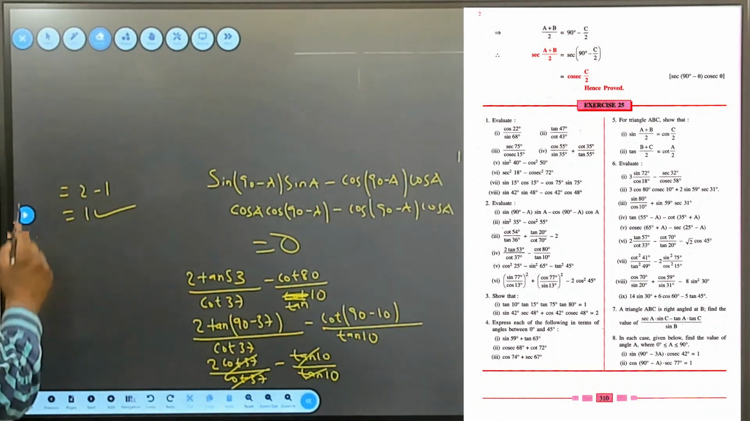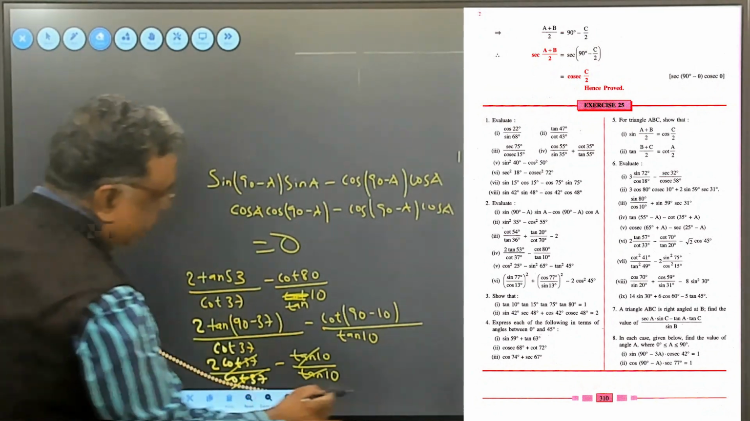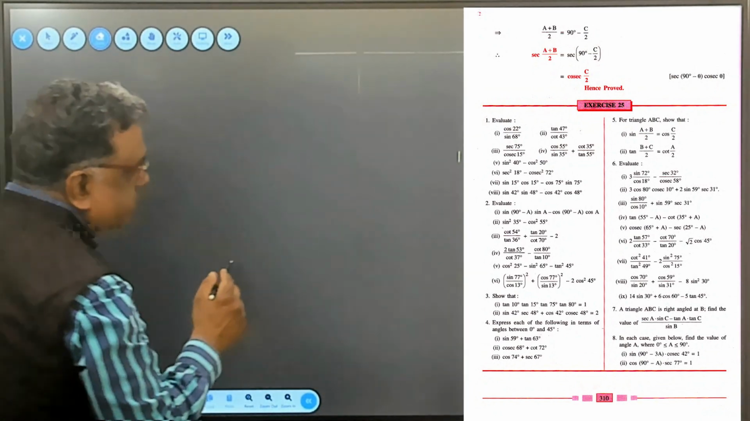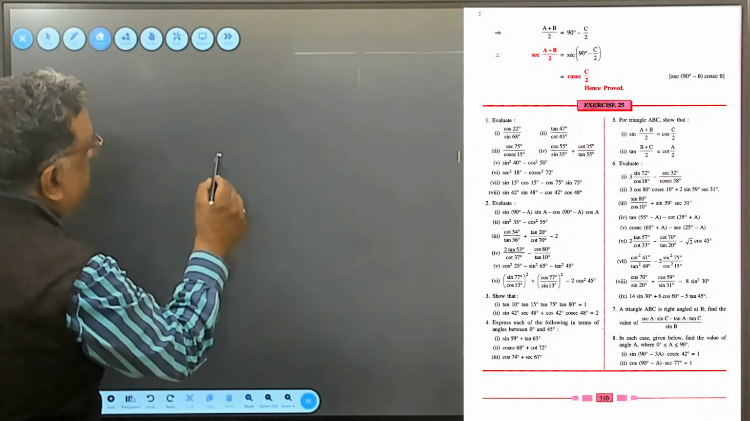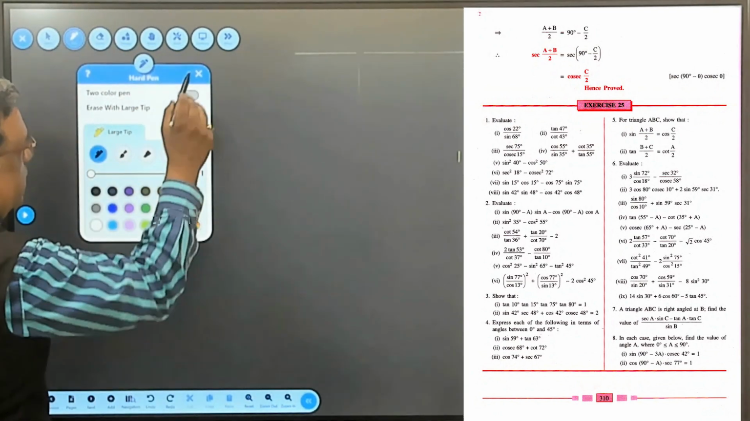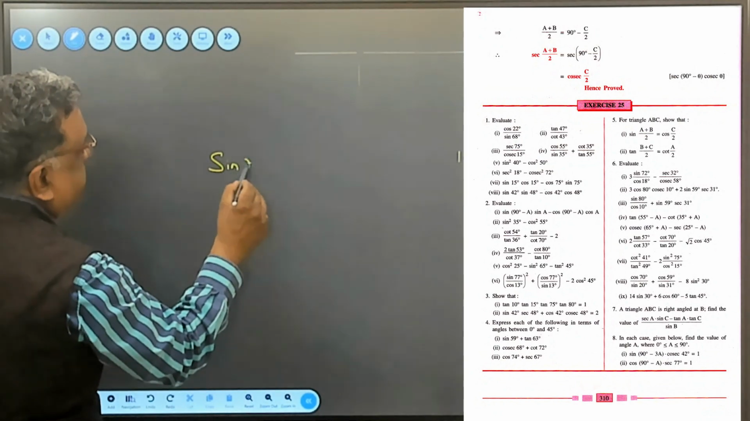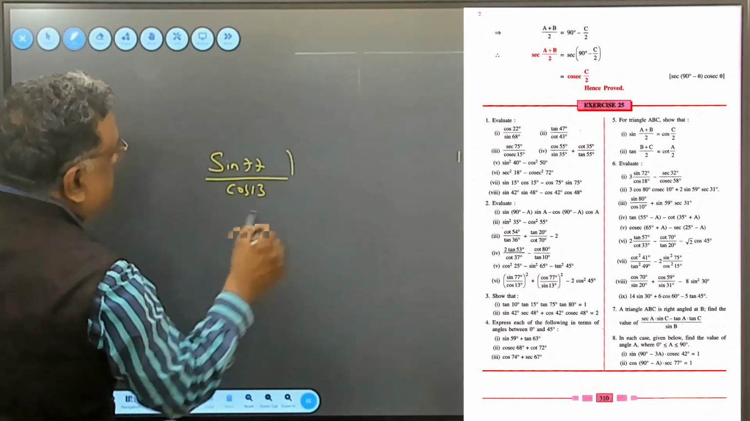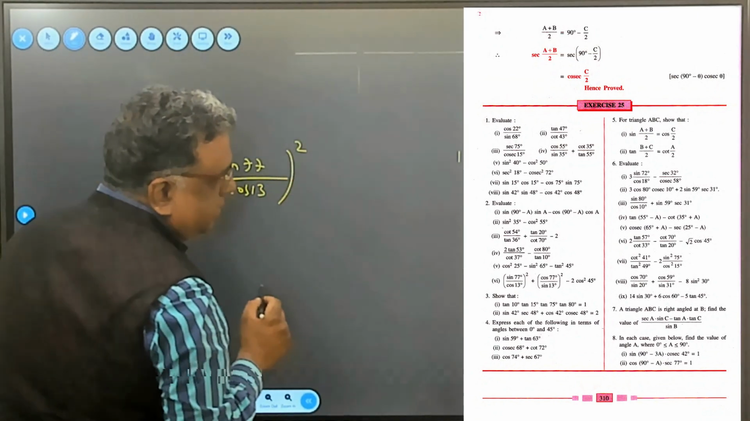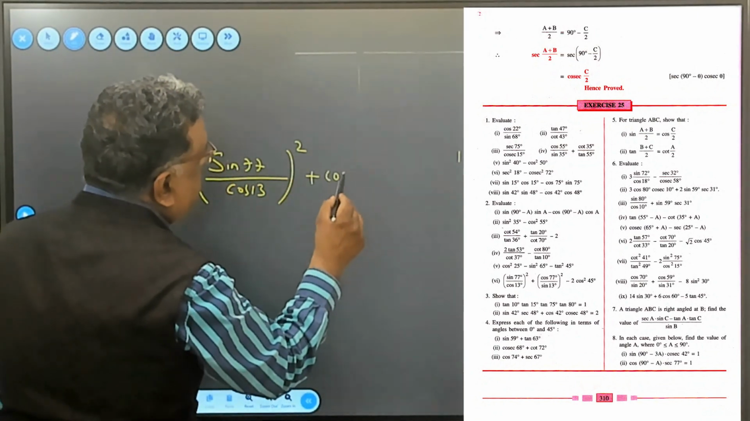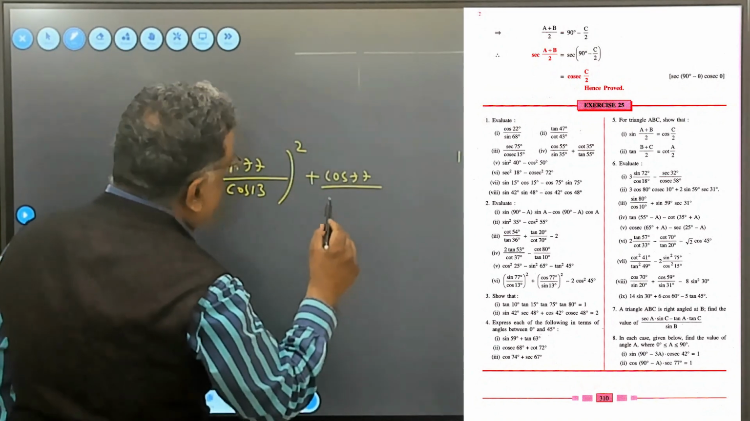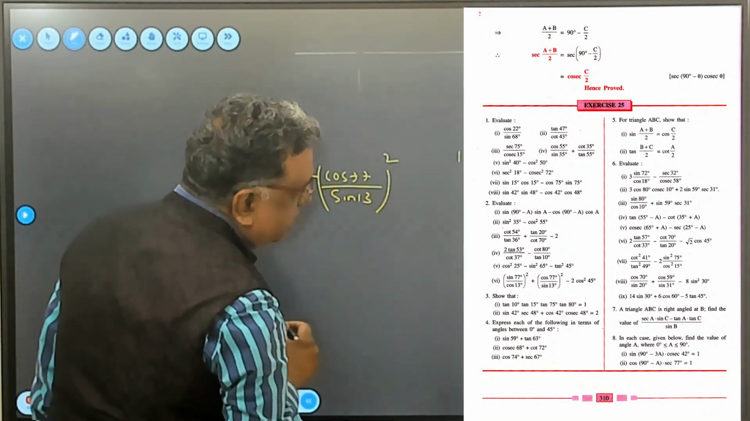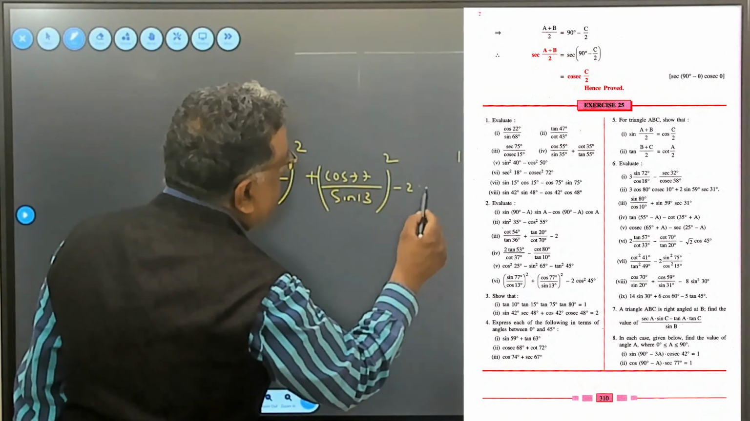Understood? Let's try to do more sums. Try to find out the value of (sine 77 upon cos 13) the whole square plus (cos 77 upon sine 13) the whole square minus 2 cos square 45.